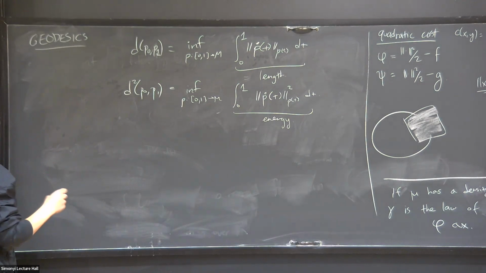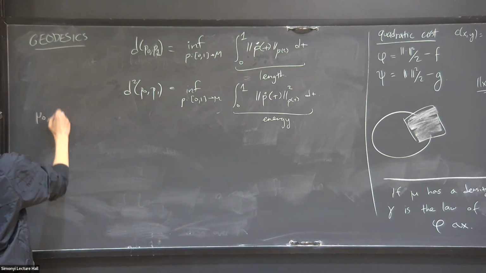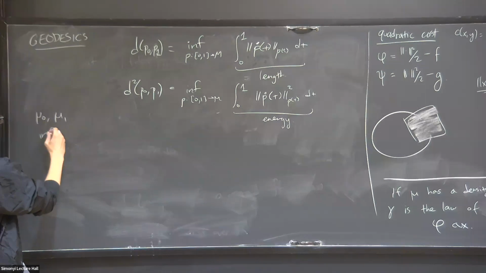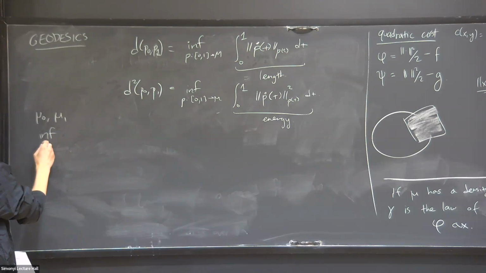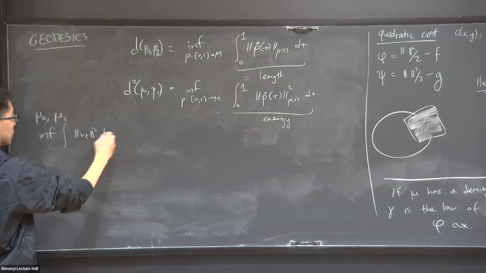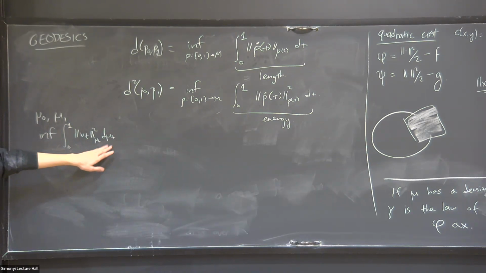Okay, so how do we do this? Let's say I have two measures, mu 0 and mu 1, and I want to find the minimizer over all curves and their tangent vectors of this quantity. Here the infimum is taken over the mu's and the v's, where the mu's have to join mu 0 to mu 1, and the vt's have to be the tangent vectors. But remember, vt is the velocity vector field.